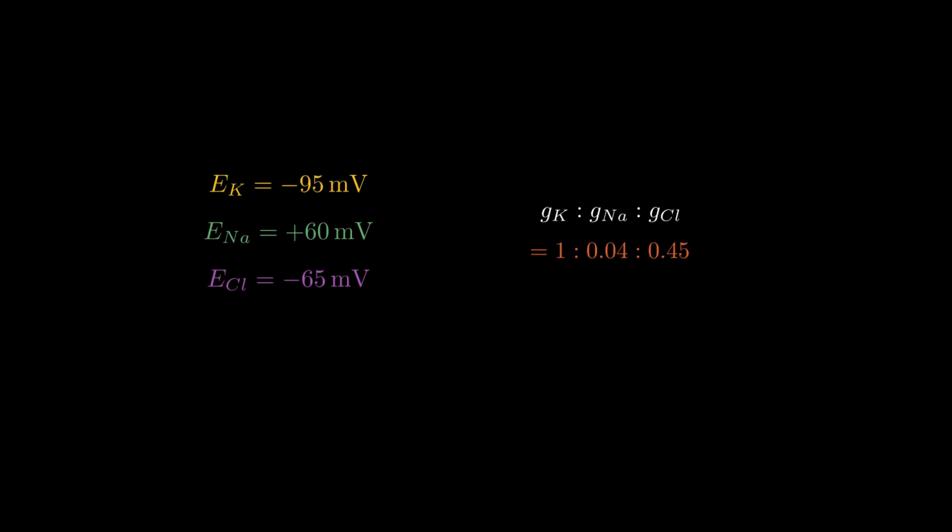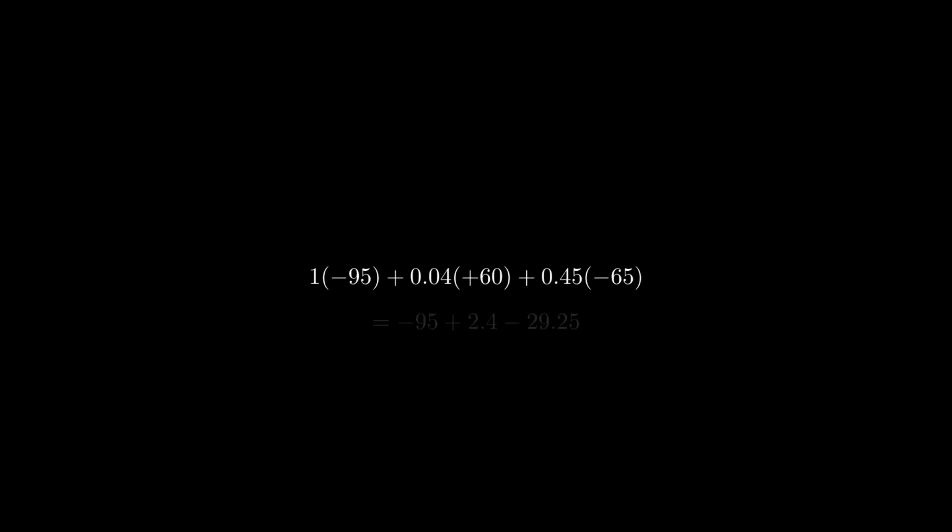So now that we know the equation, let's plug in real numbers. For a typical resting neuron, the equilibrium potential for potassium is around negative 95 millivolts. For sodium, it's around plus 60, and for chloride, it's around minus 65 millivolts. To calculate the membrane potential, we also need to know the relative conductances of each ion, which are shown here. Now let's plug the numbers in. And that gives us that the membrane potential is around minus 82 millivolts.